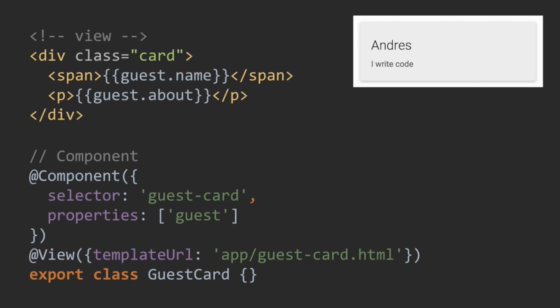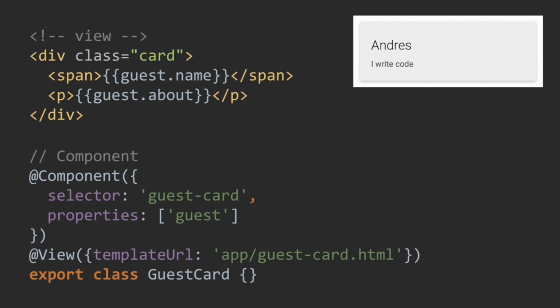So this is the guest card. This is how it looks. And it's very, very simple. It has a property called guest. So I have a name, and I have a description, and I will show it like this. This looks very, very similar to an Angular 1 template, so nothing surprising.